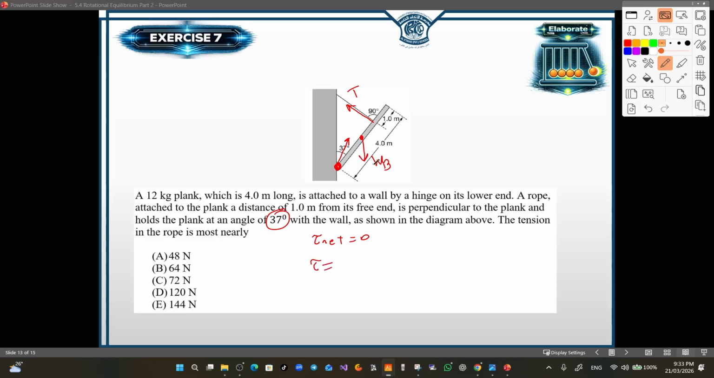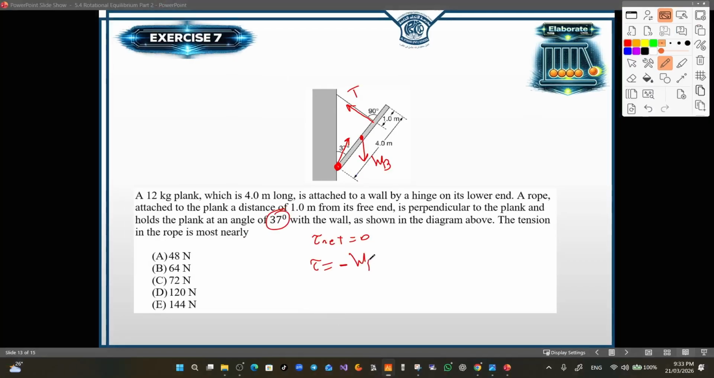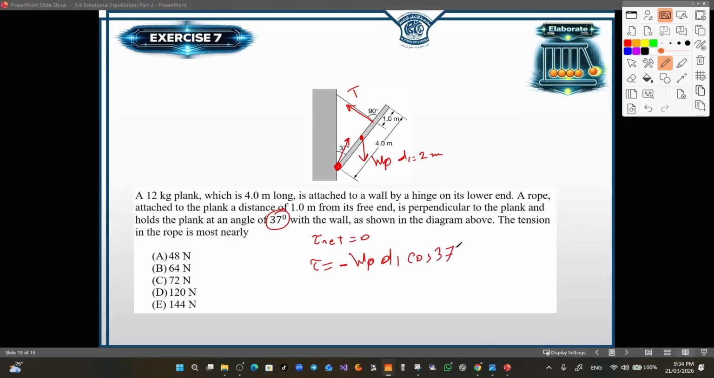Now tau equals the rotational effect of this force, which will be in the clockwise direction, so we use the minus sign. The weight of the plank, let me change the letter to P. Now the distance 2 meters, let's call it D1. Now the angle here, from the Z shape, we can say that this line is parallel to this line crossing with the same line, so the interior angles are equal, so this one is 37 degrees. So cosine 37 degrees. This is the tau of P.